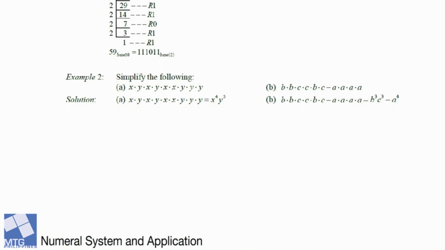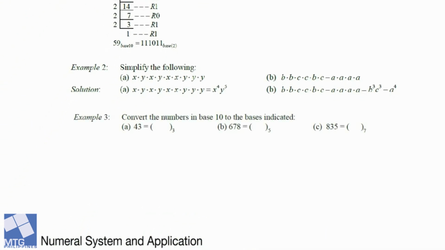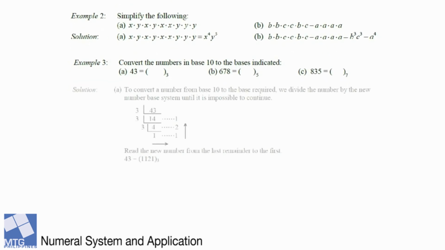Example number 3. We are tasked to convert the numbers in base 10 to the bases indicated. For part A, 43 is tasked to convert it to a base 3 number. So similar to number 1, we just have to divide 43 by 3 and we will have a quotient of 14 and a remainder of 1. And the process will continue. 14 divided by 3, we will have 4, remainder 2. Then 4 divided by 3, we will have a quotient of 1, remainder 1. Now, we are going to read the new number from the last remainder to the first. Thus, 43 in base 3 is equal to 1121.